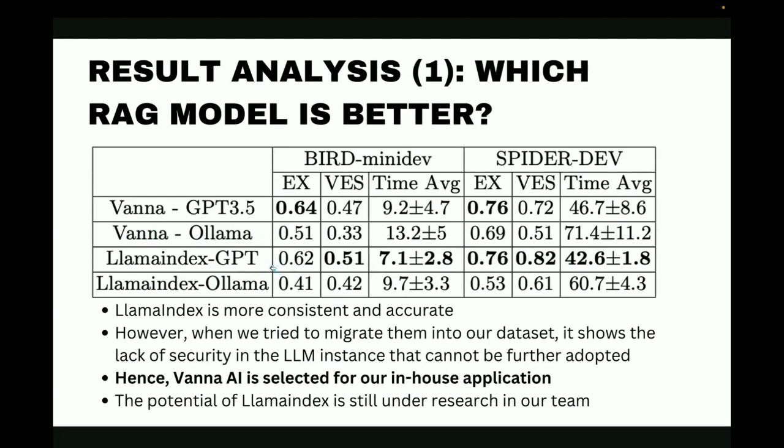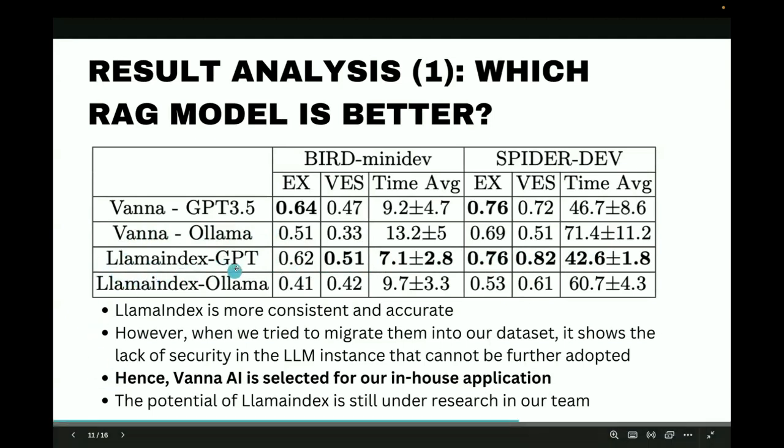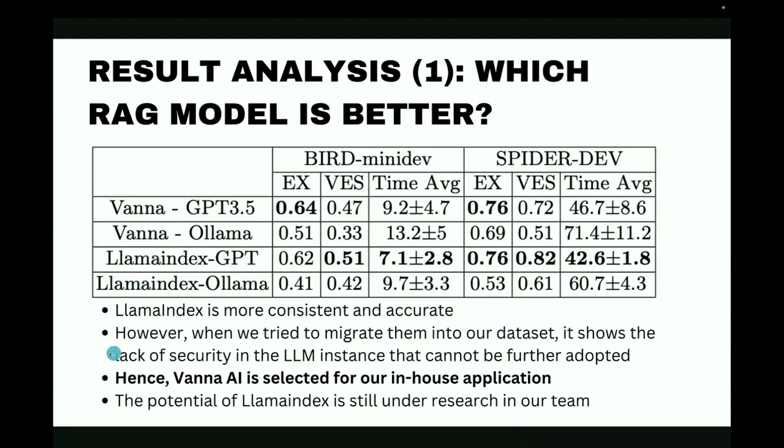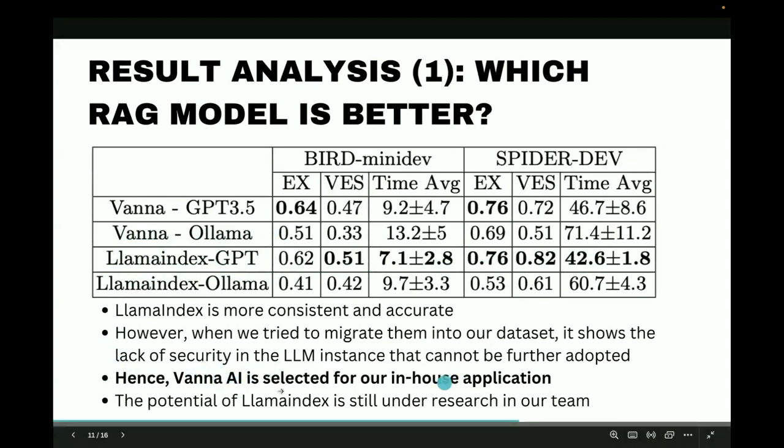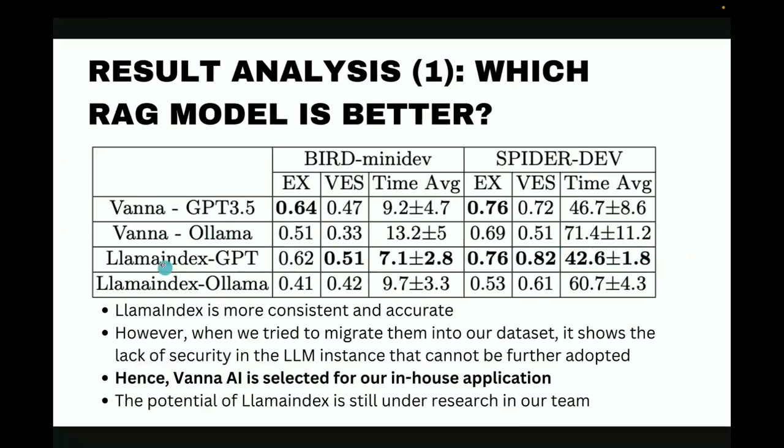However, when we moved to the second phase, we realized that LlamaIndex doesn't allow you to customize the instance of the large language model, which means it carries a higher risk of information leak. Therefore, we decided to stop using LlamaIndex for the experiment. Hence, Vanna AI was selected for the next phase. At the moment, in the Telstra development team, we are still exploring the potential of customizing LlamaIndex, as we can see how good it is based on this model right here.